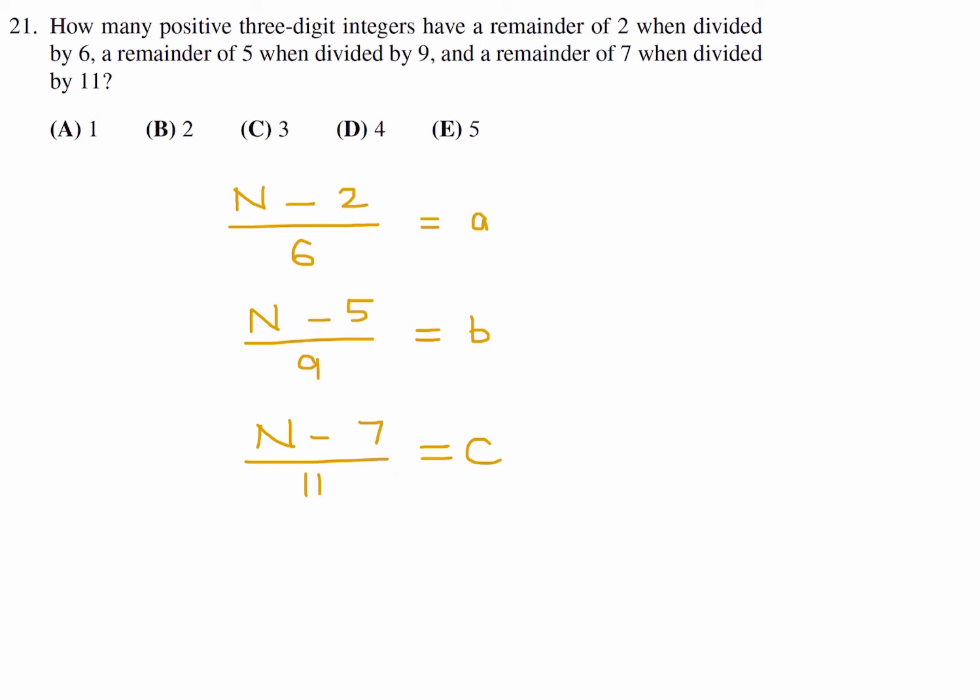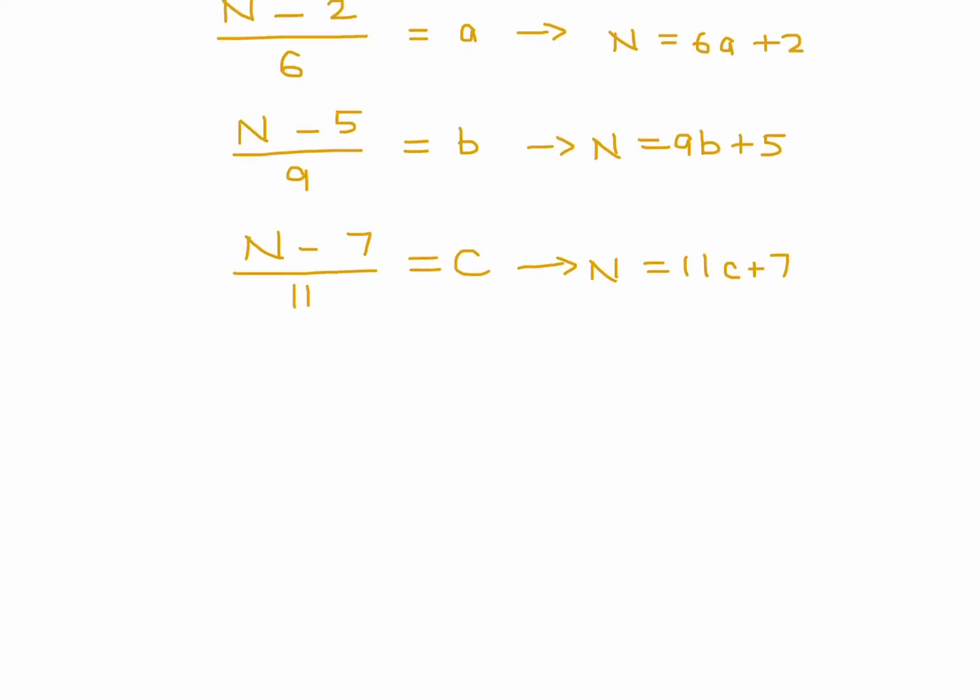Okay, so these equations give me the following. n is equal to 6a plus 2. This one gives me n is equal to 9b plus 5. And this one gives me n is equal to 11c plus 7. So we have to now play around with these, and it shouldn't be too bad.